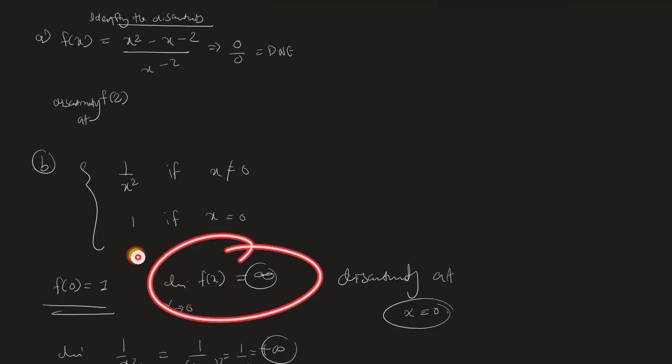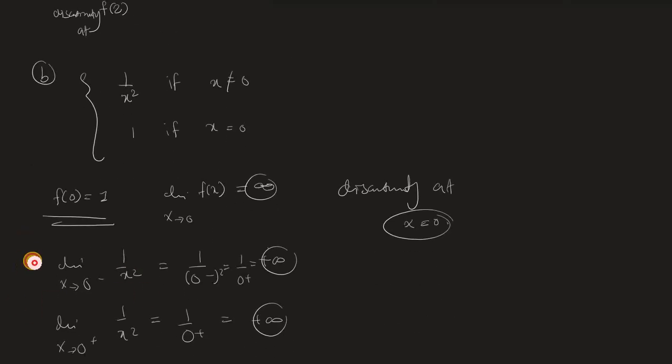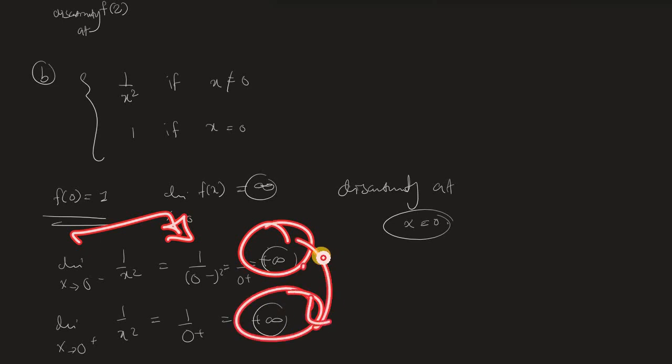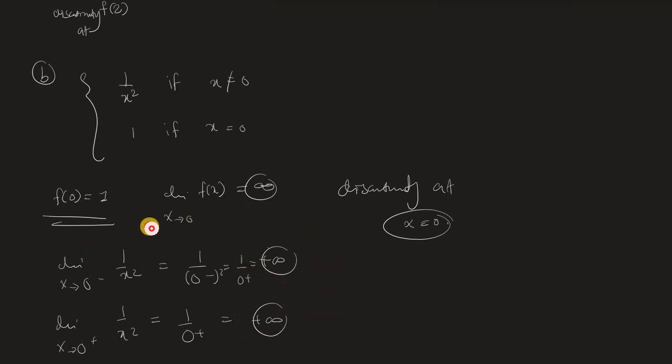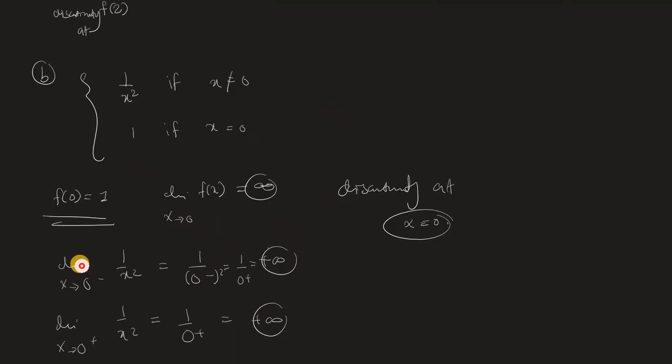Now let's go ahead and check the limit. The limit of f of x as x approaches 0. For that, we have to check the value for both sided limits, as x approaches 0 from the left and from the right. So we go ahead and evaluate this, and we get positive infinity for both. Since we got positive infinity for both, the limit of the function as x approaches 0 equals infinity.